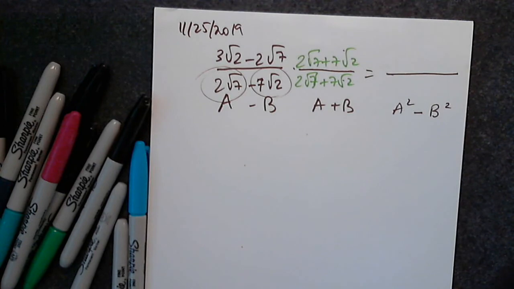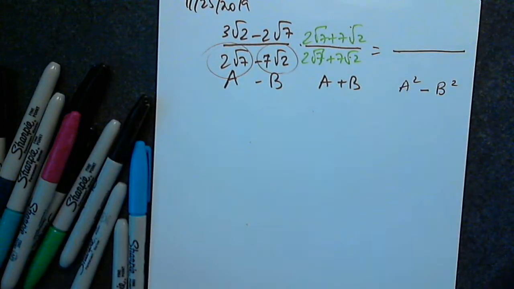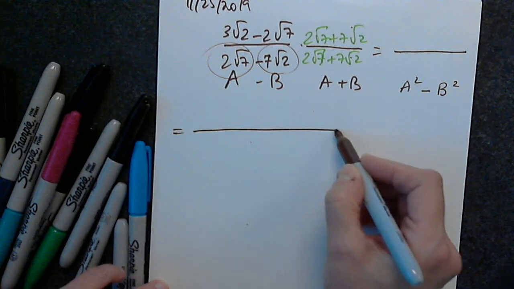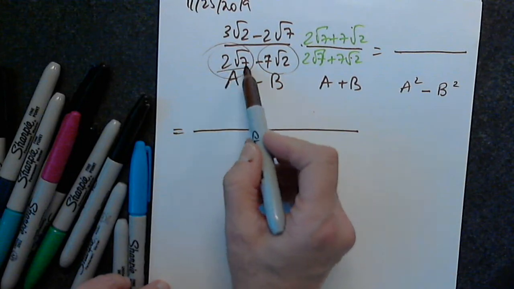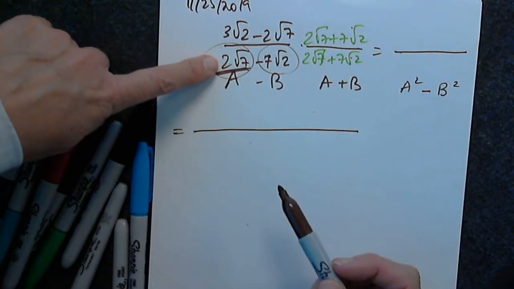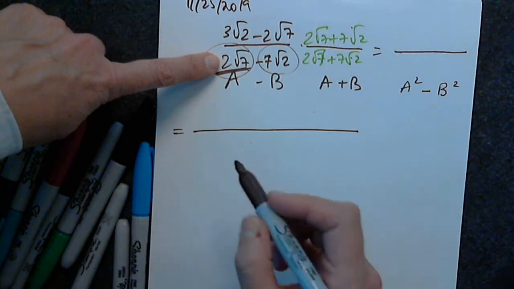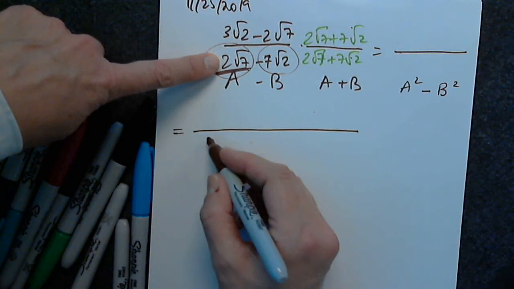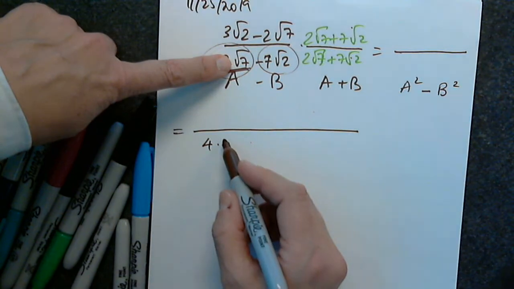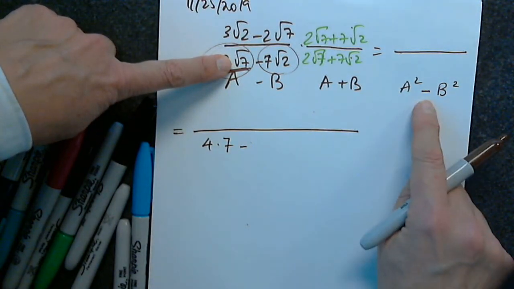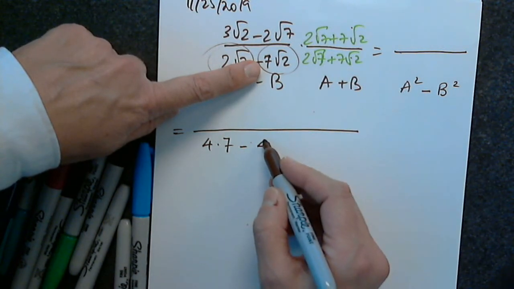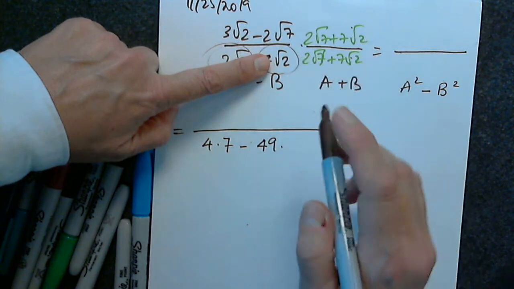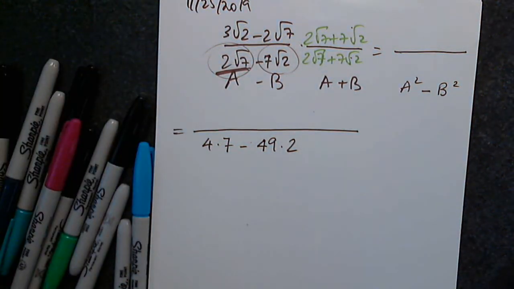Now the numerator requires more work, so I'm not going to have enough room here, so I'm just going to continue with the next row. So let's determine the denominator first. We want to square this. When I square 2√7, first I square 2, what do I get? 4. Times the square root of 7 squared, which is 7, minus 7 squared, 49, and the square root of 2 squared. Excellent.